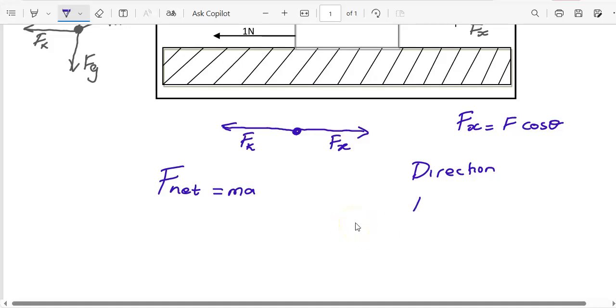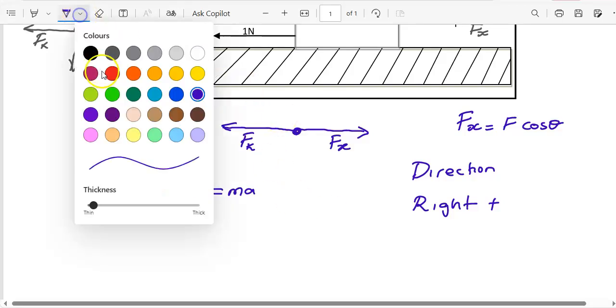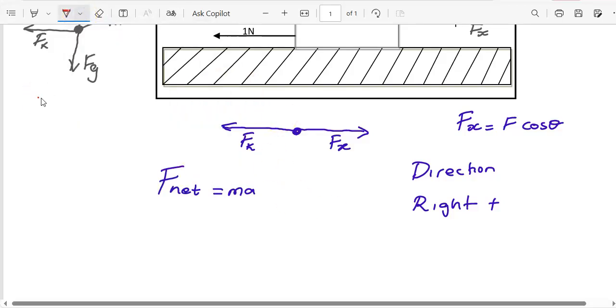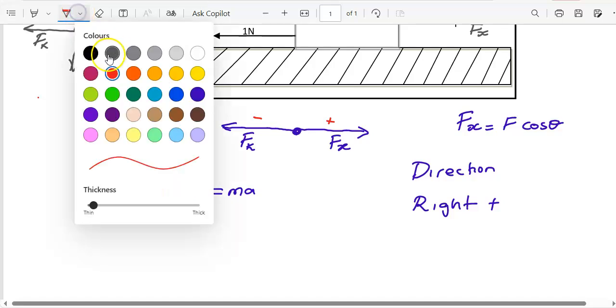So I'm going to choose right as positive. All the forces that are going to the right will be positive, and all the forces that are going to the left will be negative. So this force will be positive, this force will be negative, because these two forces are moving in opposite directions.